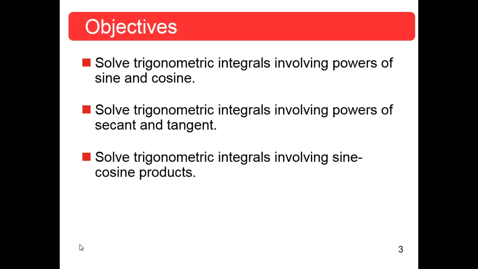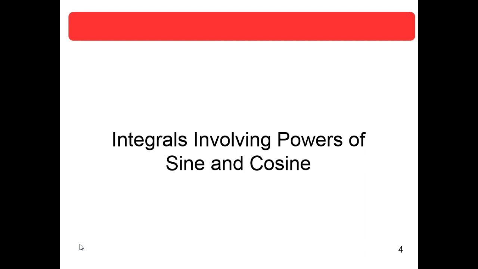Okay, so our objectives here are to solve trigonometric integrals involving powers of sines and cosines. Those are nice, straightforward. We'll solve trigonometric integrals involving powers of secants and tangents. Those are okay, probably a little more esoteric. And solve trigonometric integrals involving sine cosine products. Okay? And these are going to go back to something that you probably had in trig when they had product to sum formulas and sum to product formulas and that kind of stuff. That's where these come into play, and about the only place I ever remember coming into play.